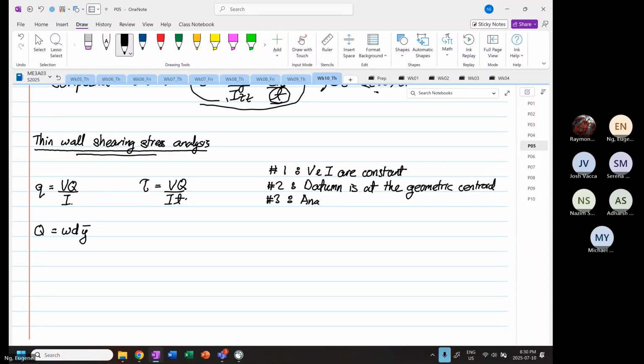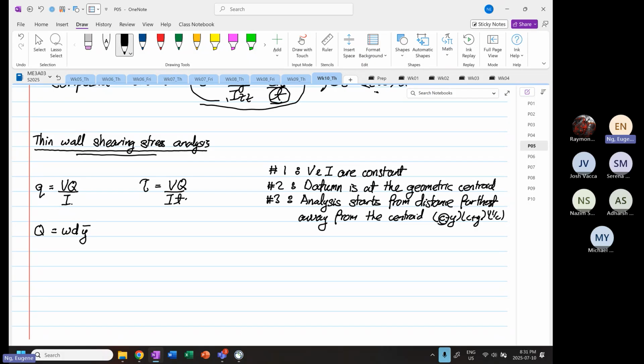Rule number 3, still the same: analysis starts from the distance furthest away from the centroid. Why do we say that? Because remember, we have C minus y, C plus y multiplied by what? Where C is the distance furthest away from the centroid.